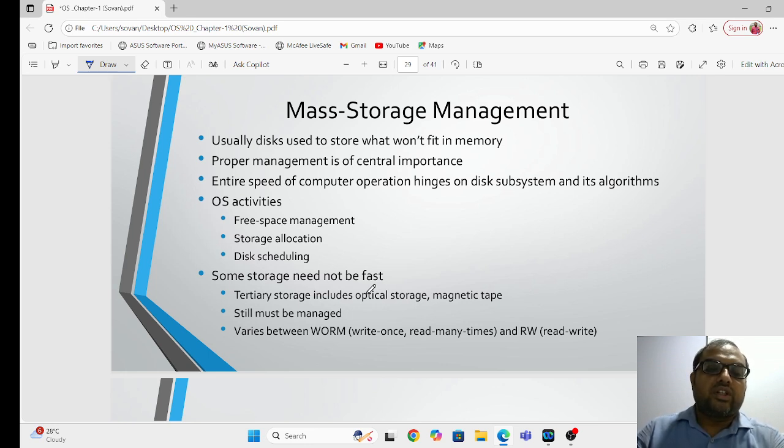Some storage is needed but need not be fast, that is tertiary storage, which includes optical storage and magnetic tape. Different storage devices have different strategies, and they follow their own strategy, but they must still be managed. Access varies between, for example, write-once media. If it is write once, then you can read many times. With a one-time write such as magnetic tape, it is not erasable, so you write once and read many times but you cannot write again.